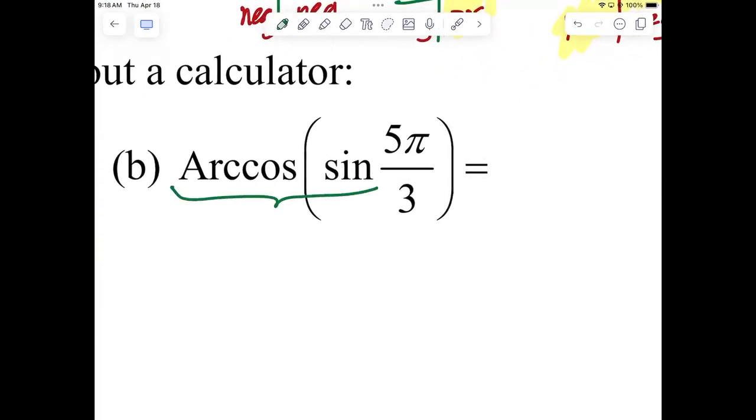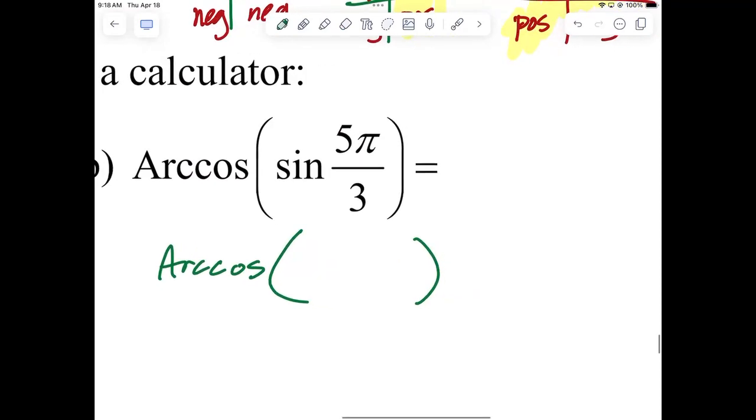Arc cosine and sine of 5π/3. Are these inverses of each other? Will they have a chance to undo each other? No. So if they don't undo each other, you just work it out from the inside out. Parentheses first. So we've got arc cosine of sine of 5π/3. What's sine of 5π/3? Negative square root of 3 over 2.